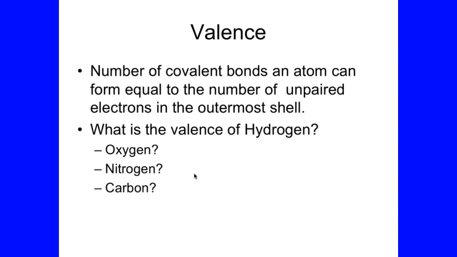Nitrogen. If you look at nitrogen, it actually is in group 5 in your periodic table. So it actually has 5 valence electrons in the outermost shell. So it would need 3 more to fulfill that shell itself. So basically the number would be 3 for nitrogen.